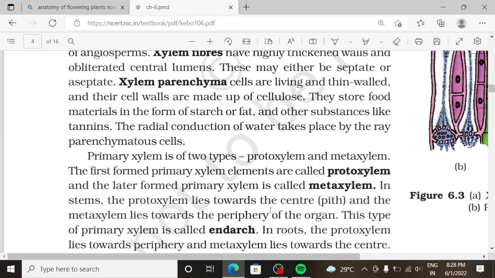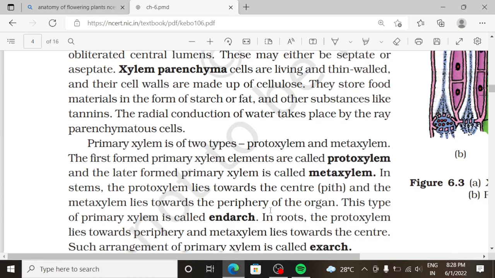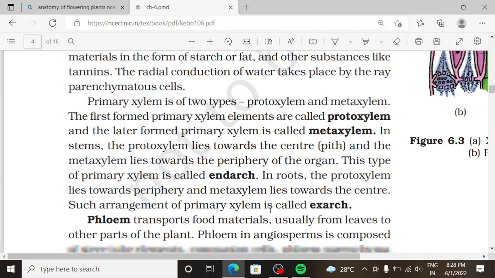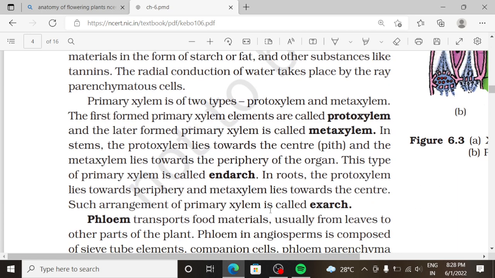Xylem parenchyma cells are living and thin-walled, and their cell walls are made up of cellulose. They store food materials in the form of starch or fat and other substances like tannins. The radial conduction of water takes place by the ray parenchymatous cells.